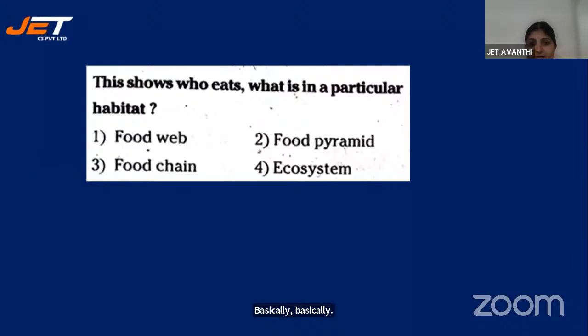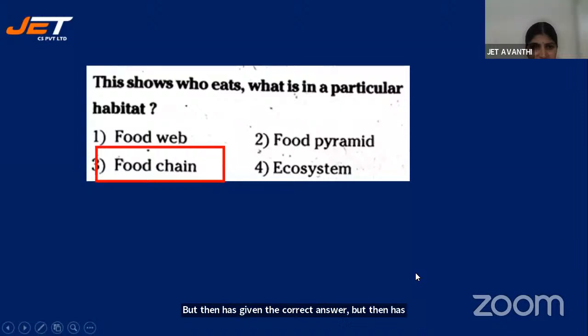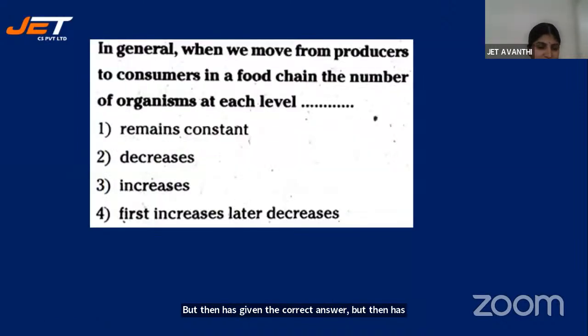Anita has given the correct answer. It is food chain. Food chain is the correct answer. Vishwant has given the correct answer. Vardhan has given the correct answer. It is food chain. Manasa has given the correct answer. Chetan. Yes, next one, children.